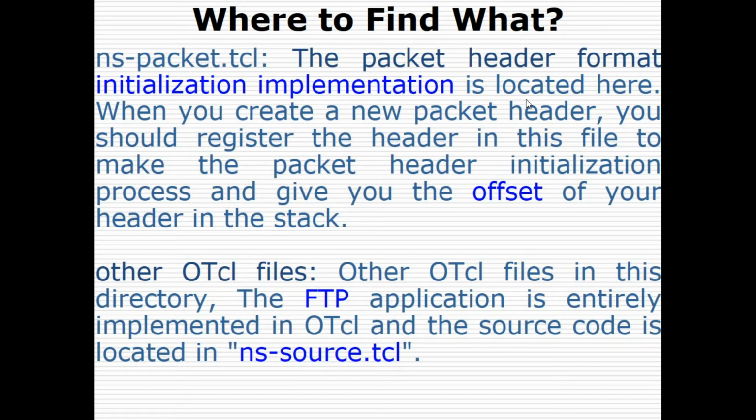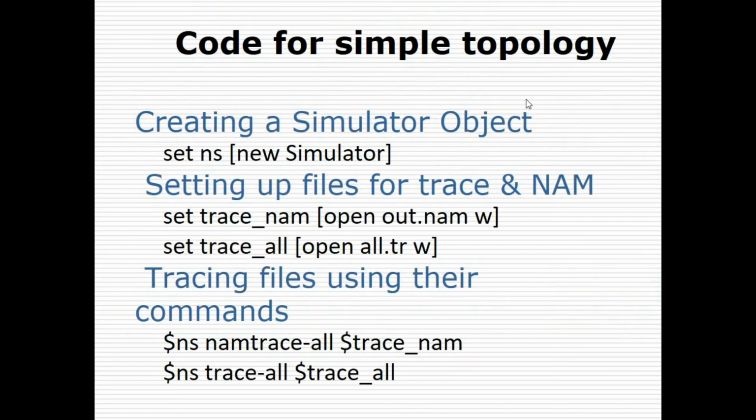The next thing is called ns-packet.tcl. The packet header format initialization implementation is located here, which means everything regarding the packet header, registering the packet, packet initialization, offset pattern in the stack, everything is located in ns-packet. Other TCL files contain the directory file and the FTP application, so all the source code is located under the other OTCL, which means Object Tool Command Language files.